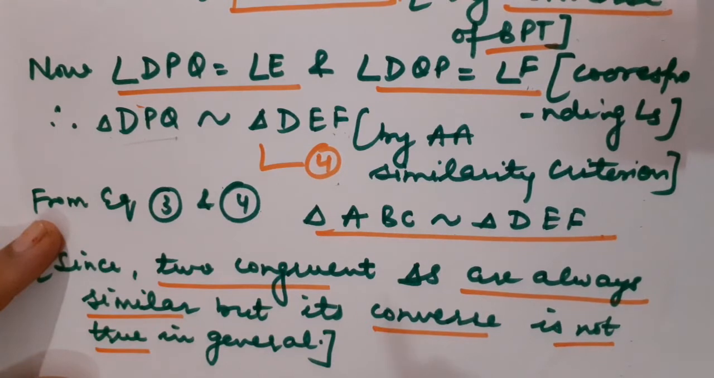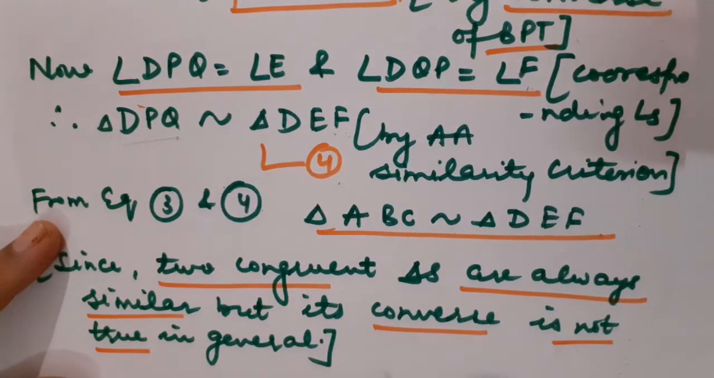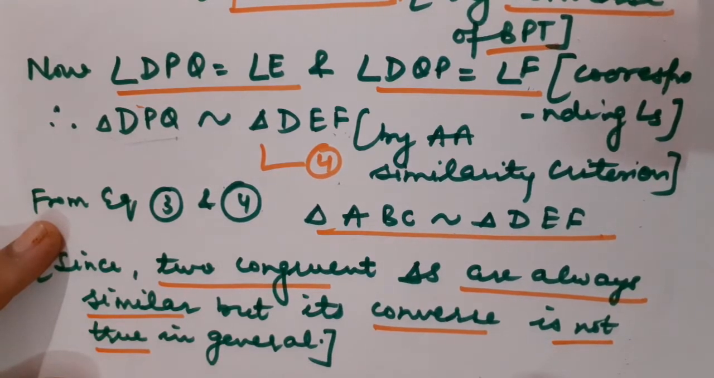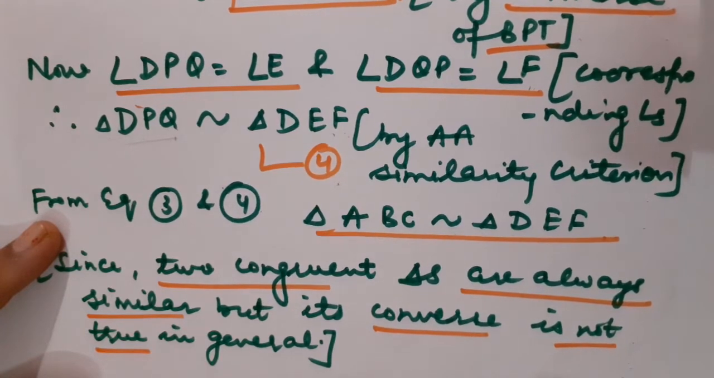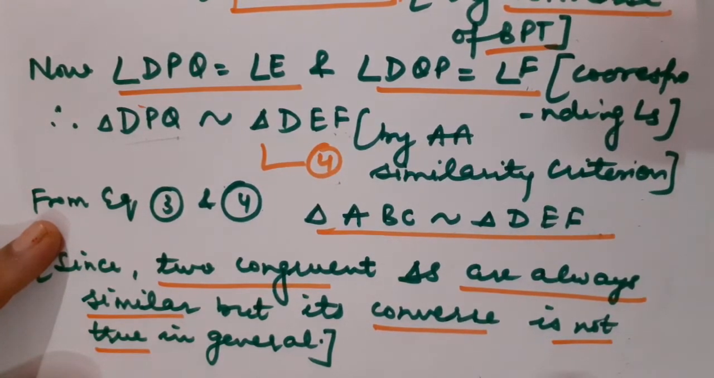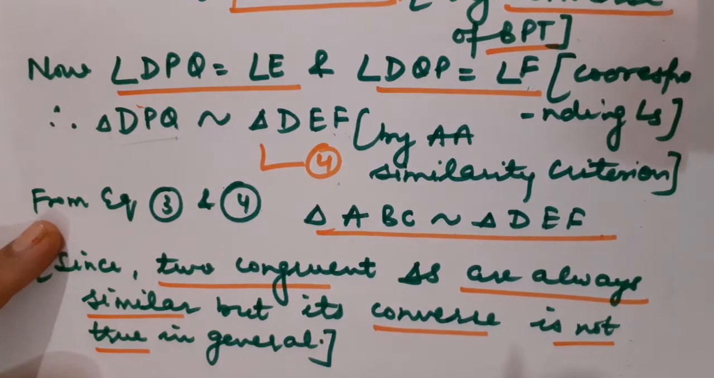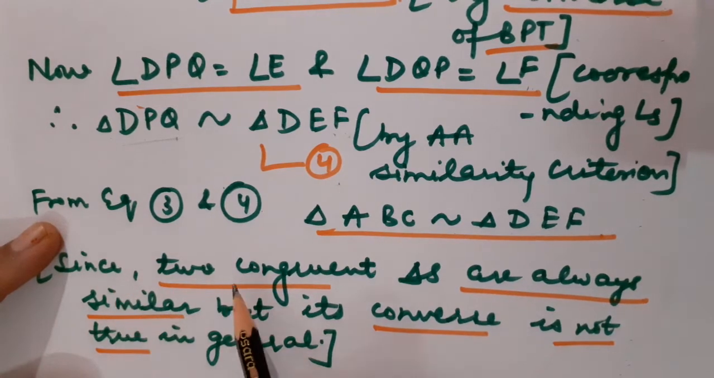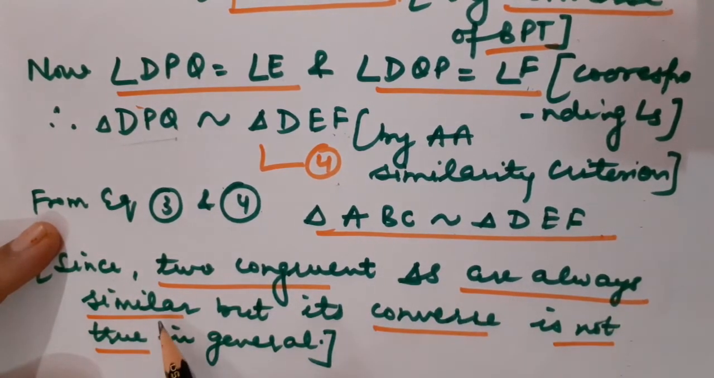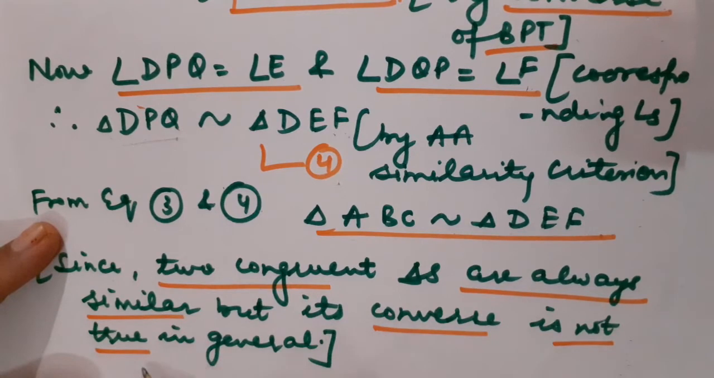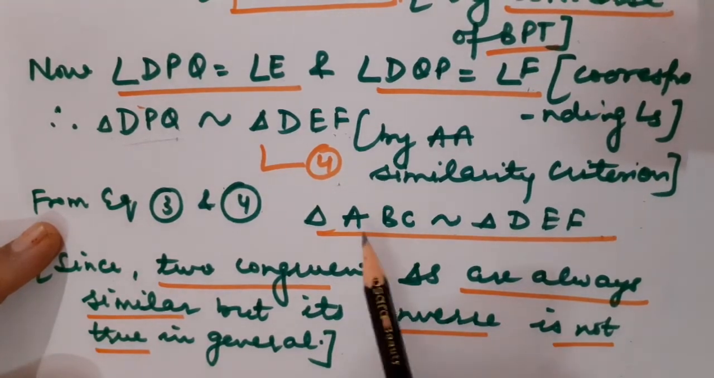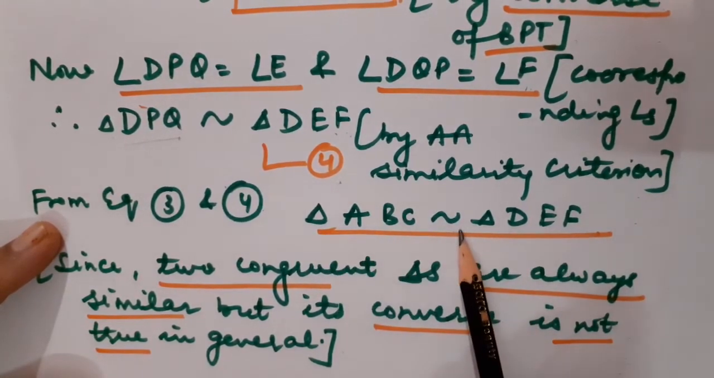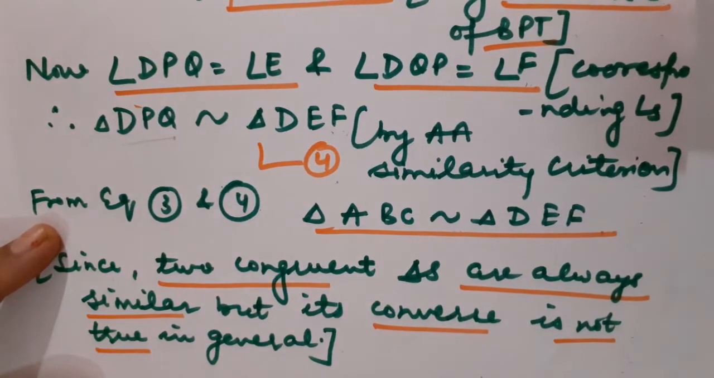What is its converse? It means if the triangles are similar, then it is not sure that they will be congruent also. Because you know that in similarity, we take care of the ratio of the corresponding sides. They must be equal, okay? But in congruency, the side lengths must be equal. Fine, children? So that's why it is said that congruent triangles are always similar, but its converse is not true in general. So hence it is proved that triangle ABC is similar to triangle DEF.